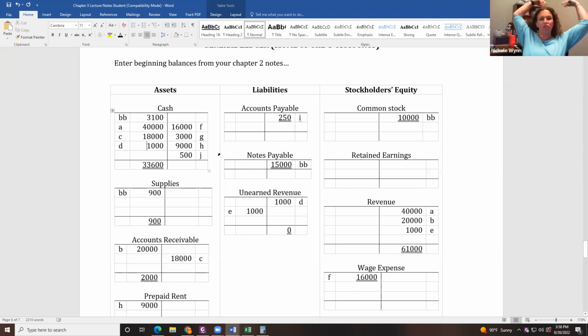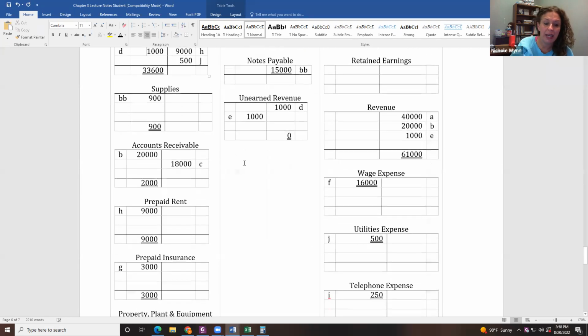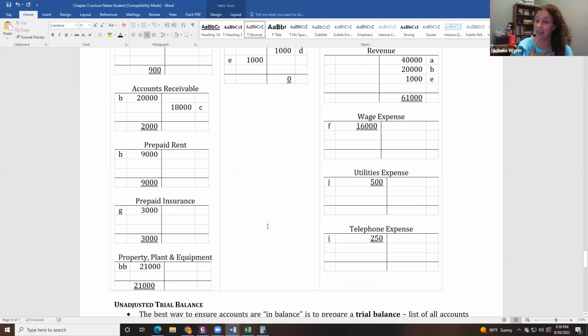But now I'm going to teach a new topic to you, and that topic is doing a trial balance. And so a trial balance is not a financial statement. So I'm going to say that again. Our financial statements are income statements, statement of retained earnings, balance sheets, and statement of cash flows. A trial balance is not a financial statement. It is just a check for us. It's an internal document that we can use to make sure our debits and credits equal.